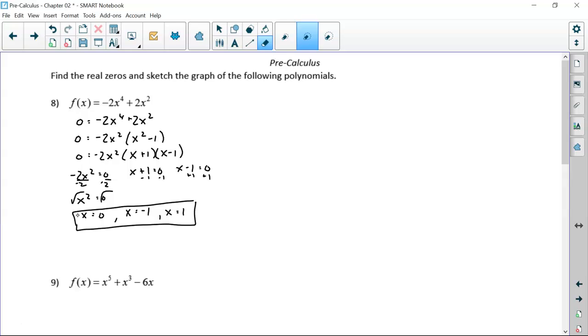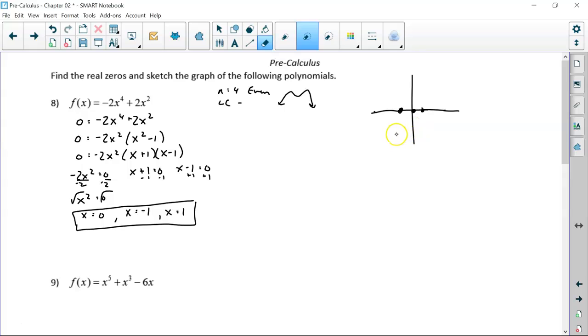Now, looking at this, the degree, n, is 4, which is even, and the leading coefficient is negative. So the shape of this is going to have at most 3 turning points. If we wanted to make a quick sketch of this, the intercepts are at -1, 1, and actually at 0, 0. So there are our 3 intercepts.